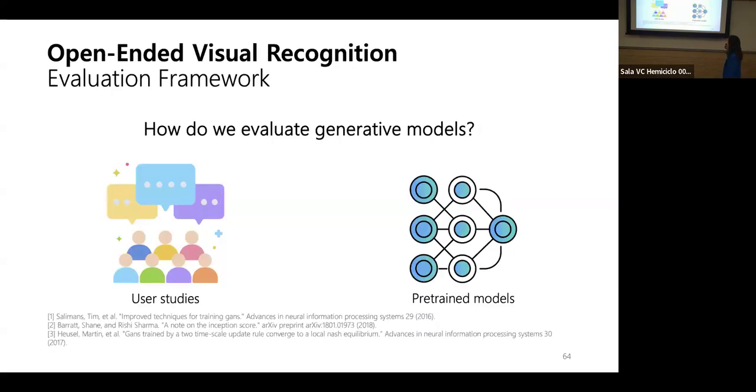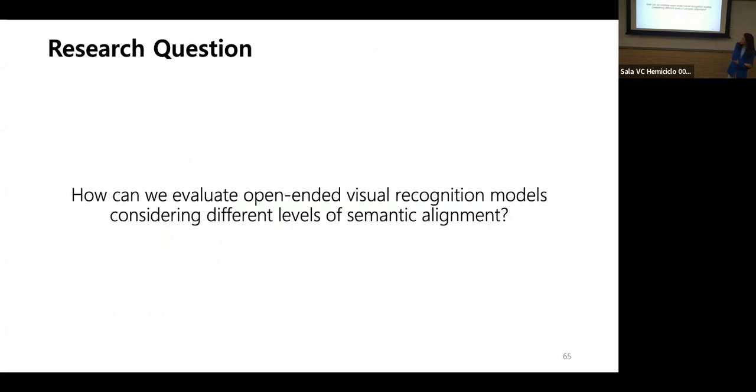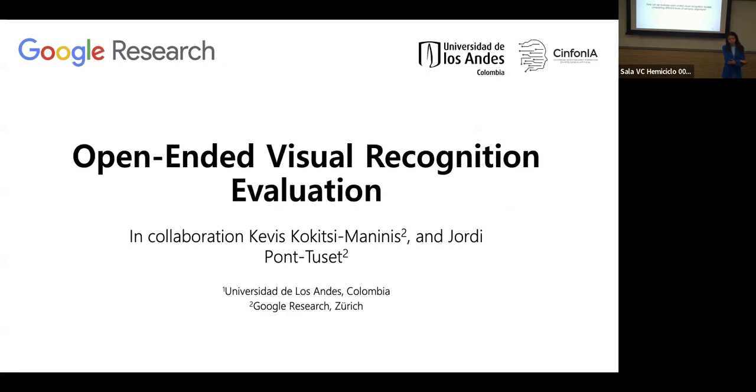So these limitations are probably present for image generation. However, when we are generating text, we can also use the implicit semantic structure that we have in language. So that's why we propose the following research question: how can we evaluate open-ended visual recognition models considering different levels of semantic alignment? This work is titled Open-ended Visual Recognition Evaluation. This work was done also in collaboration with Google Research.